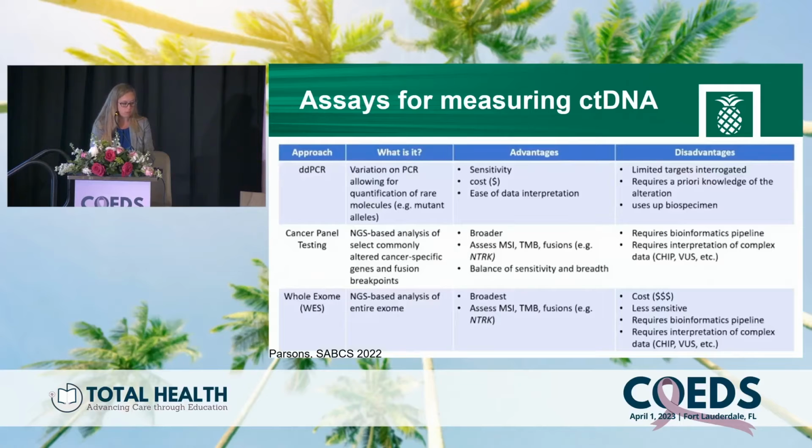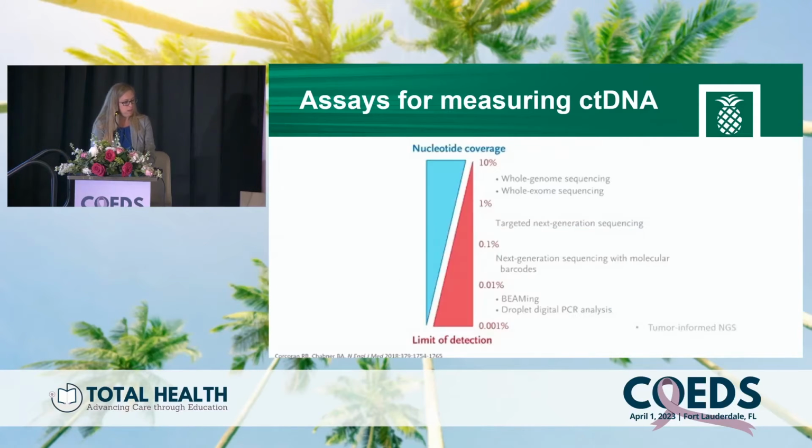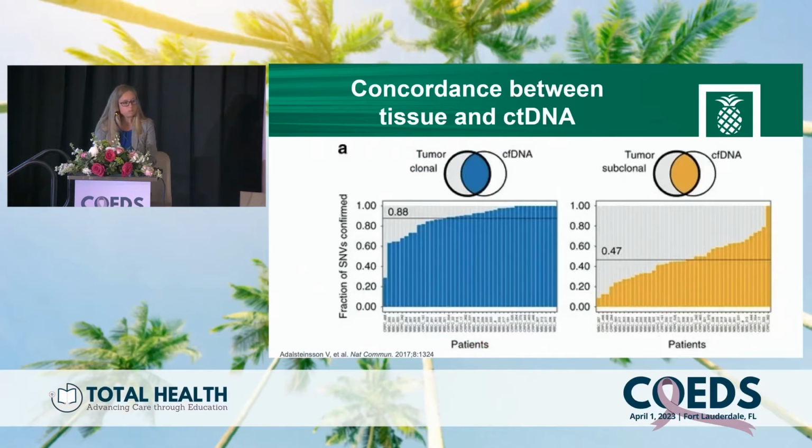And then whole exome sequencing is the broadest application, but also the lowest sensitivity. This shows the trade-off, this balance: when you're doing whole exome sequencing, you've got broad nucleotide coverage, but you've got low sensitivity. Droplet digital PCR is the opposite situation, and our panel testing is a nice balance. So it's important to look at the concordance between tissue next generation sequencing and circulating tumor DNA, because when we're relying on a ctDNA assay, we want to make sure that it is accurate.